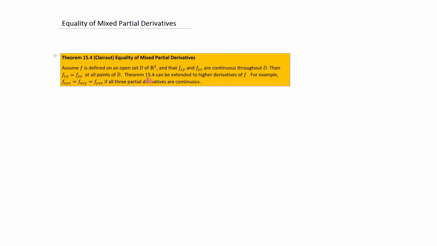You can extend this theorem to higher derivatives. So for example, if we have third order derivatives, you'll notice here that you have x, y, x, so 2 x's and 1 y. You have x, x, y, again 2 x's and 1 y. And here you have again 2 x's and a y, but we've just changed the order of differentiation. So in this case, these are all equal to each other if all 3 partial derivatives are continuous. And of course, this can be extended to higher derivatives.